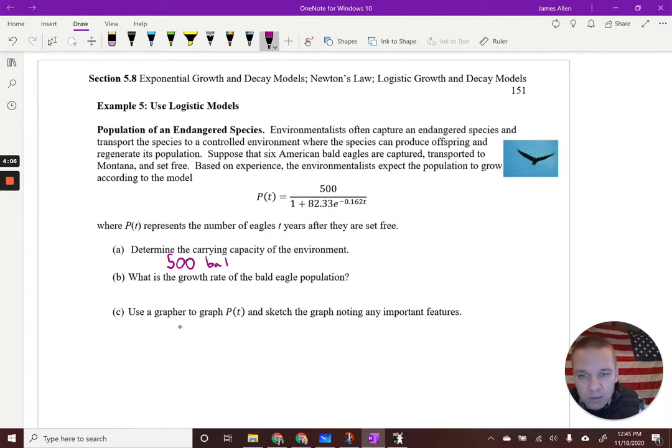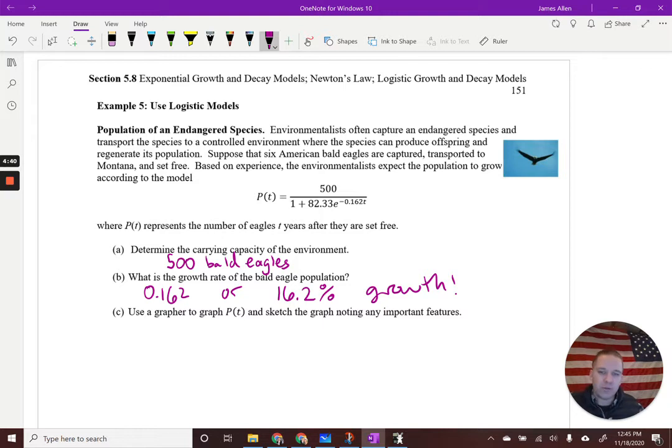American bald eagles. Cool. What is the growth rate of the bald eagle population? Well, my growth rate, notice how it's negative 0.162. Remember, it was opposite of B, so it's 0.162, or we're going to have to move the decimal twice, so 16.2%. All right. Growth. Lovely.